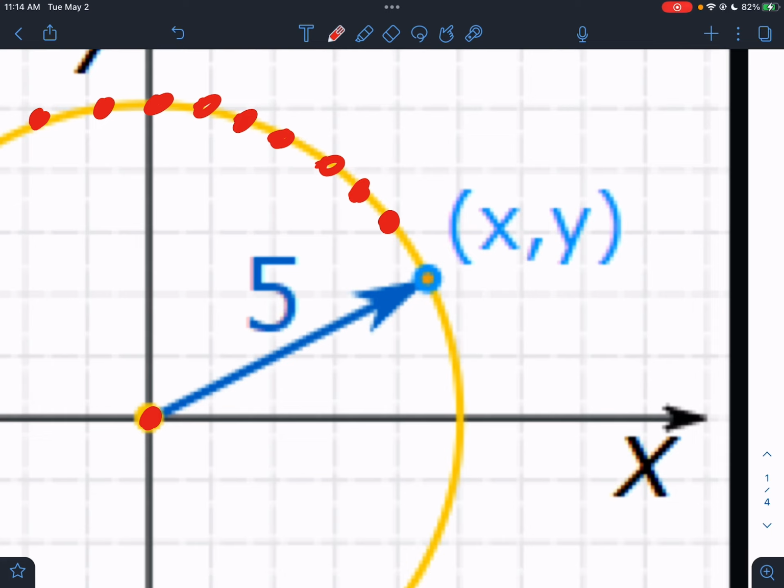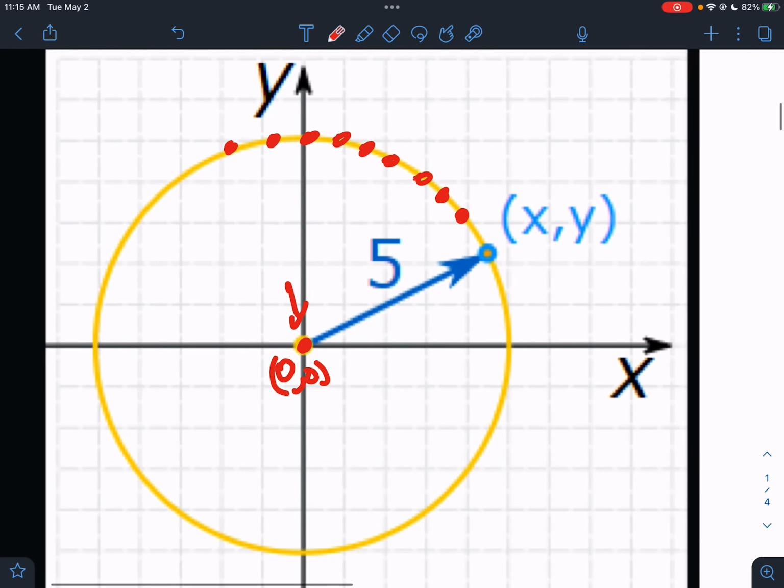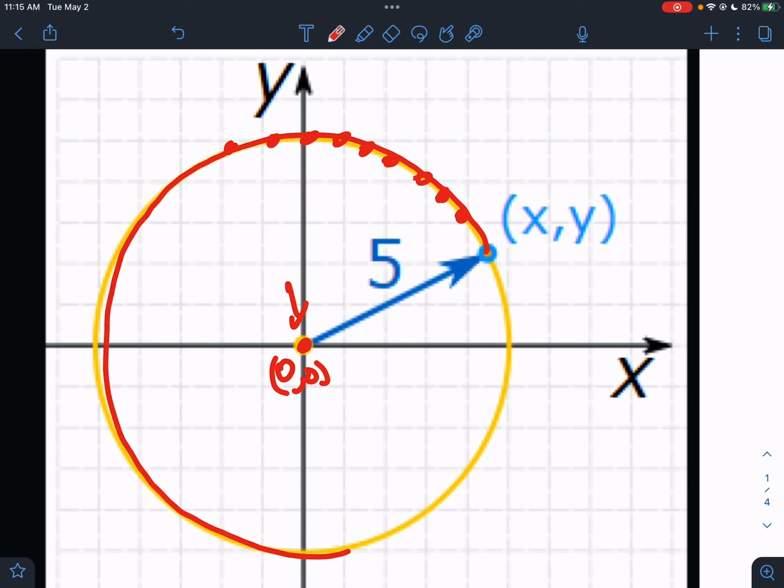It's going to be 5. How about the center? This is (0, 0). No matter where I go, is that going to change? No. So the center never changes, the radius never changes, but what happens as we change the x value? We keep getting different y values, and eventually we can generate this entire circle. So we're trying to come up with a formula, like something we would plug into a computer program so that it would generate every point on this circle.